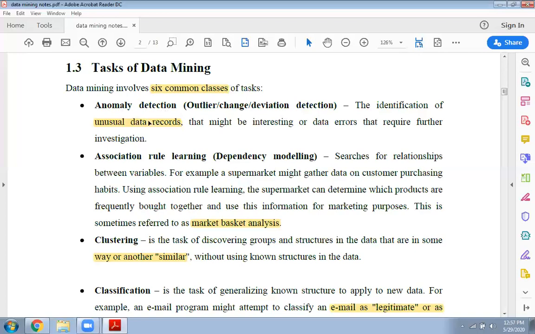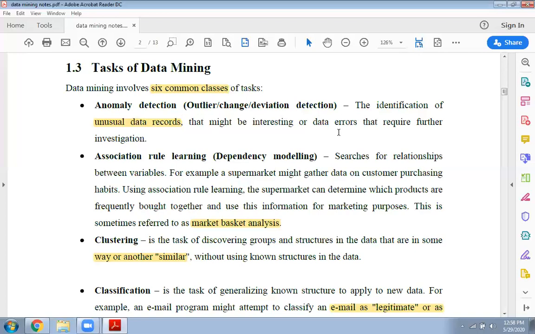The first one is anomaly detection. Once you are analyzing the data, you can come across data that is very different from the rest of the data. That is an unusual data record, or this may be a data error that requires further investigation. Such data doesn't help our prediction model. This unusual data record or data error will only hamper the quality of our model.